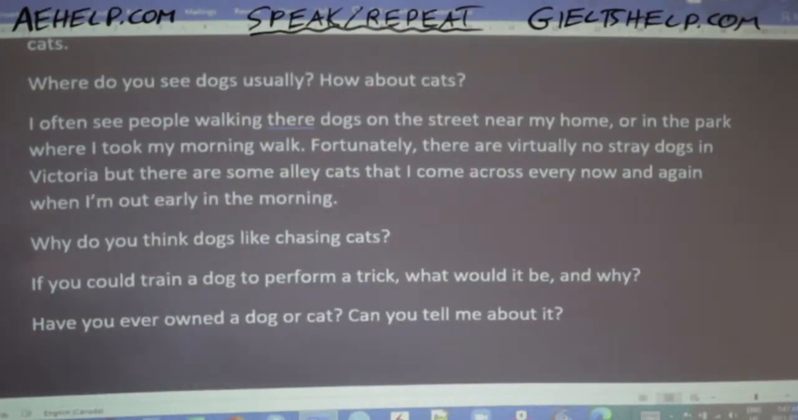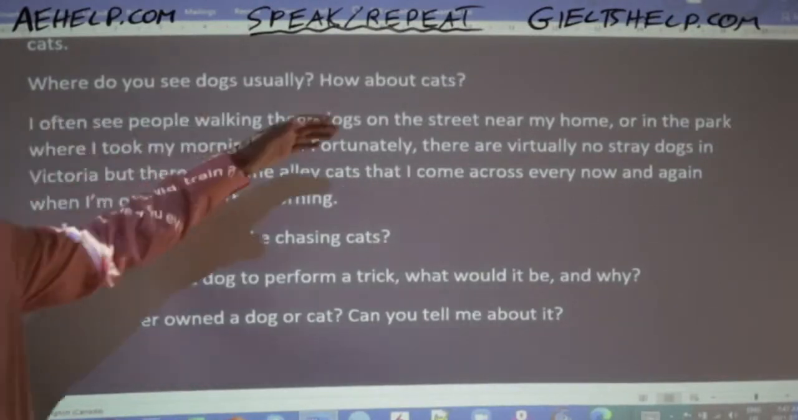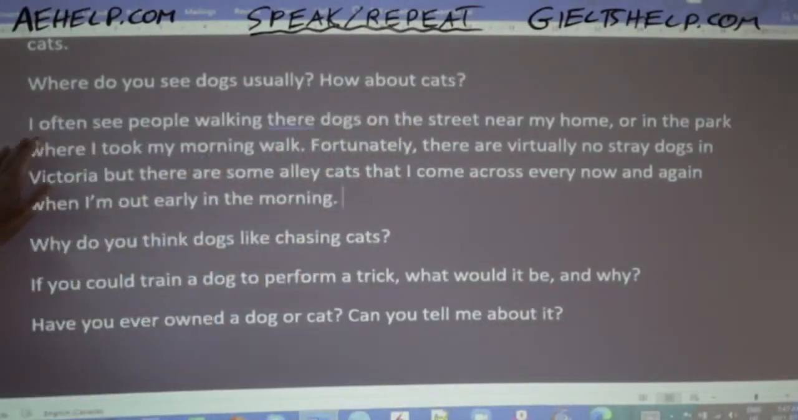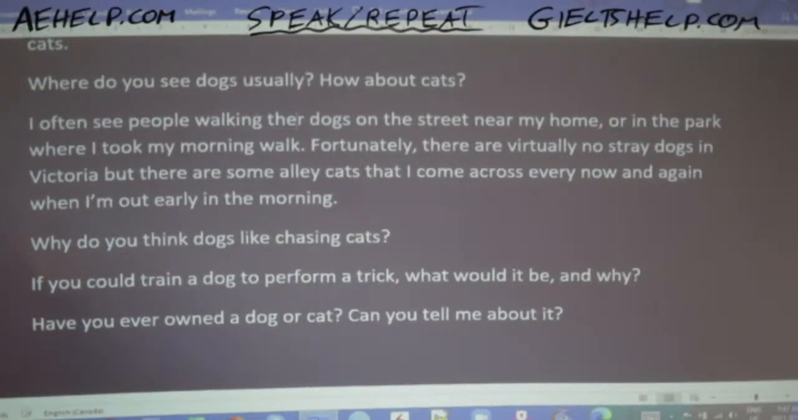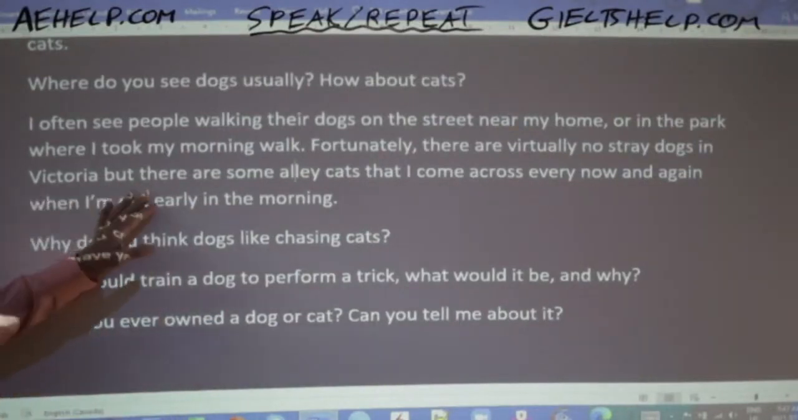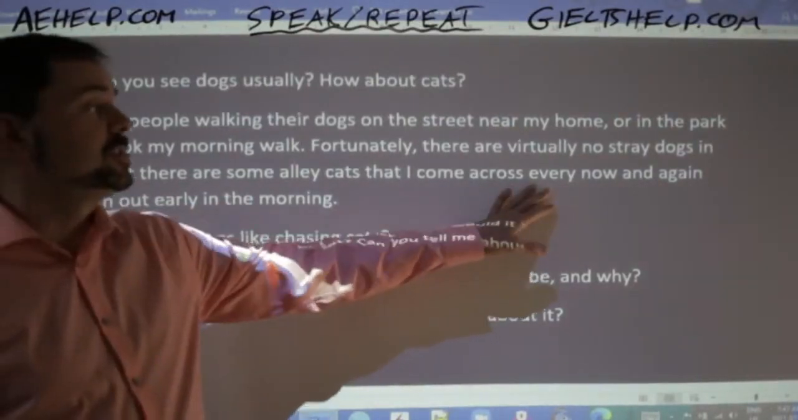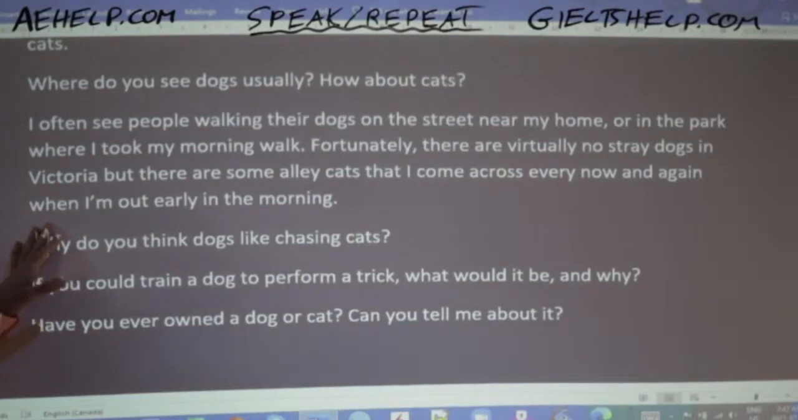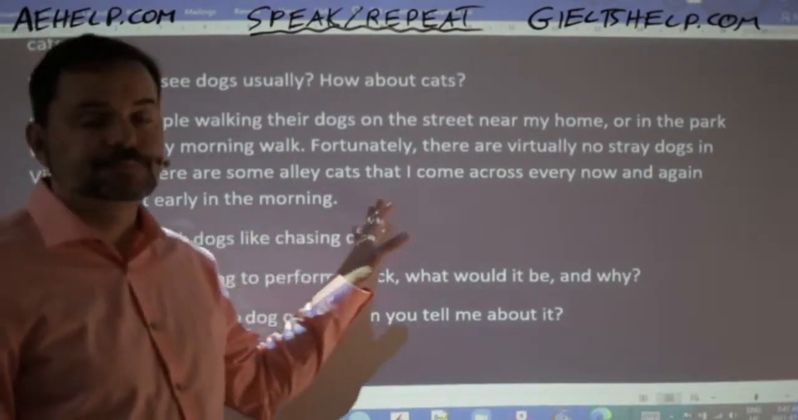So here we go. Where do you see dogs usually? How about cats? I often see people walking their dogs on the street near my home or in the park where I take my morning walk. Fortunately, there are virtually no stray dogs in Victoria, but there are some alley cats that I come across every now and again when I'm out early in the morning.